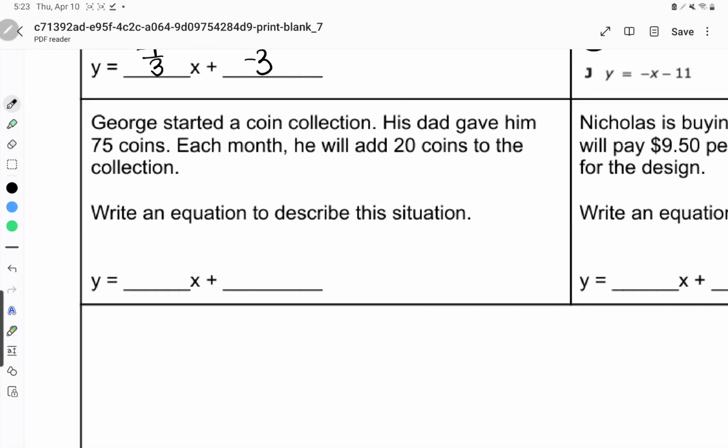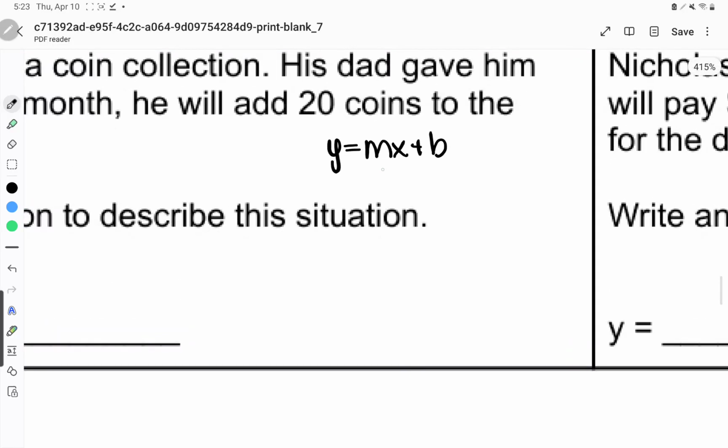Next one, George started a coin collection. His dad gave him 75 coins. Each month, he will add 20 coins to the coin collection. Write an equation to describe the situation. Well, my equation is y equals mx plus b. M happens how many times? Multiple. And b happens once.